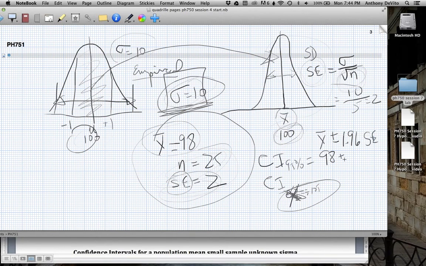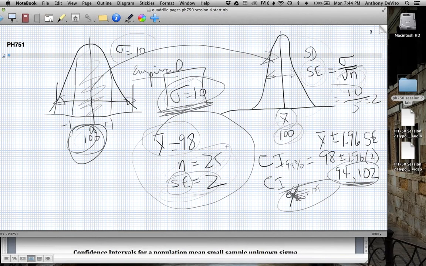Okay, so 98 plus or minus 1.96 times 2, right? So I would add and subtract that. It would be roughly 94 to 102, right? That would be my confidence interval. And in fact, in this case, I would have captured the mean.